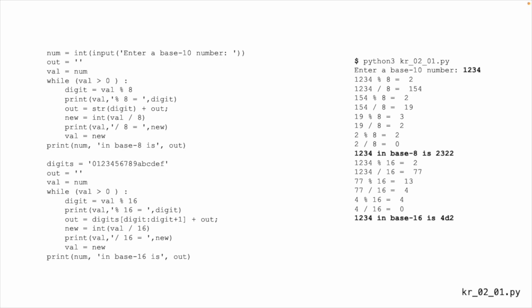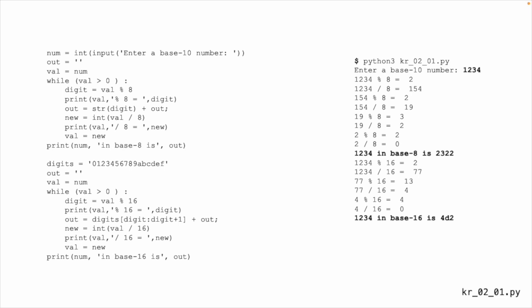So now your bottom 2 digits are 2, 2. And then you do 19 modulo 8, and you get 3. And that next digit from the right is a 3. Then you integer divide by 8 to get what's left over, and that's below 8, and so the fourth digit from the right is a 2. So 1, 2, 3, 4 in base 10 is 2, 3, 2, 2 in base 8.